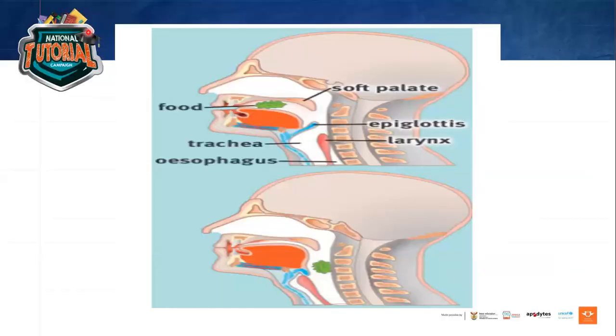As you can see, this is the structure. When food enters, you see the structure is much more open. Food enters here, and there is the epiglottis. You see this blue structure, it's blocking the entrance to the trachea, so food can only be redirected to the esophagus. But right now, when the food has passed, the epiglottis has moved to the side.